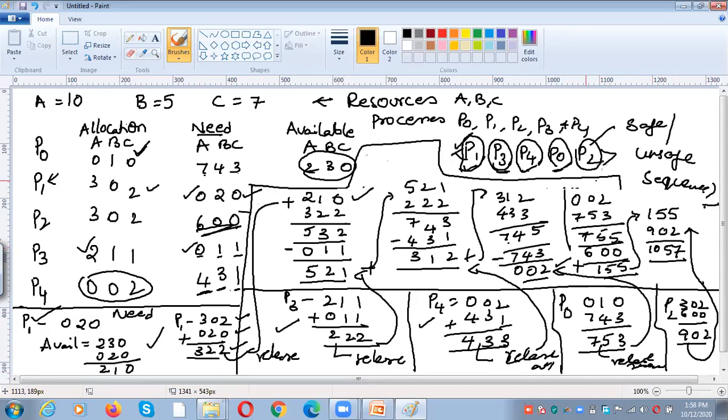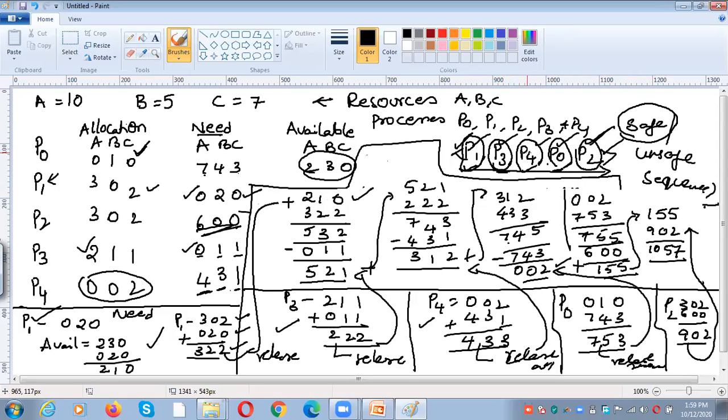Okay. So P2 also completes the execution successfully. That means if we are assigning resources to the processes in this order, P1, P3, P4, P0, and then P2, then automatically all the processes are able to complete their job with the help of resources. So it is a safe state.